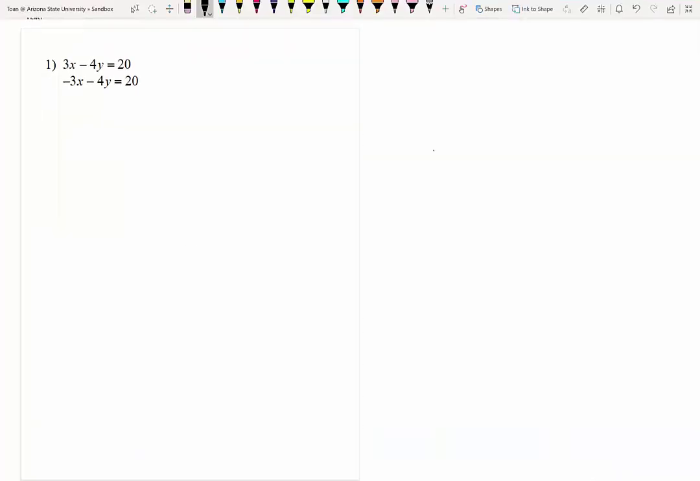So number one is set up perfectly for elimination because we should notice that the coefficients of the x's in this case are equal and opposite. So we don't have to do anything extra to this problem. Just go ahead and add the two equations together. The x's should cancel out, leaving us with negative 8y equals 40. And then we can divide both sides by negative 8 to get y equals negative 5.